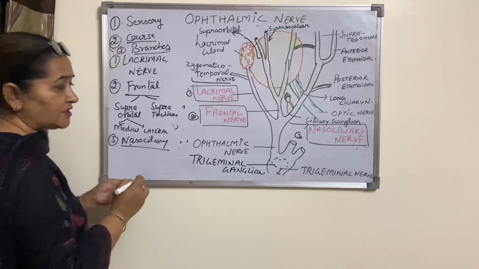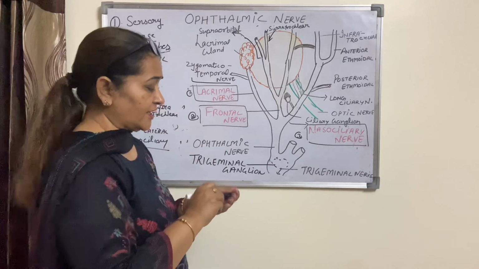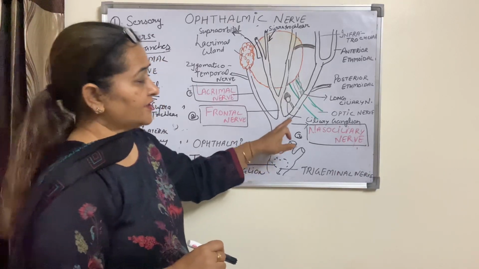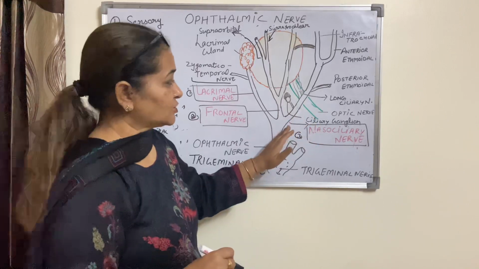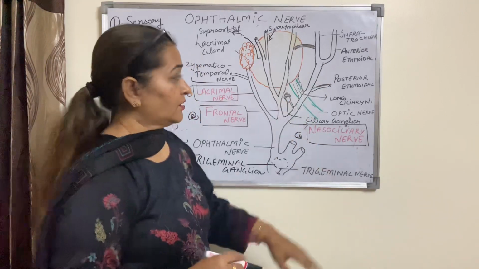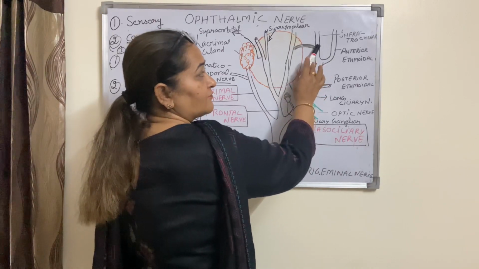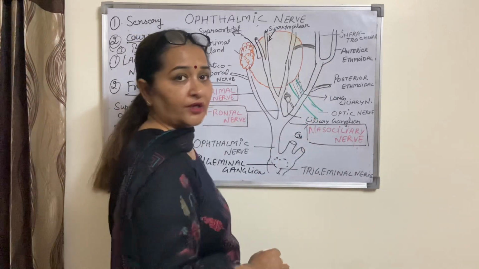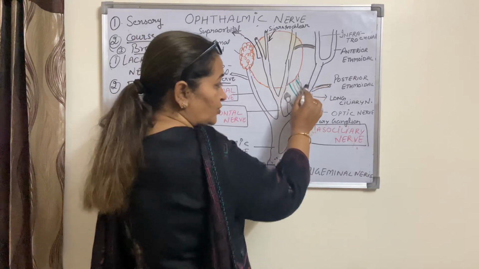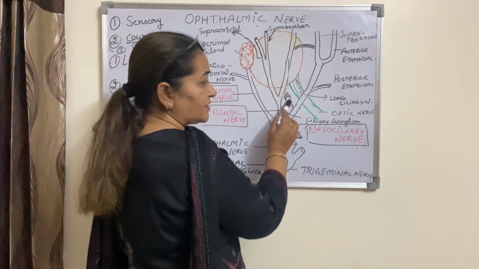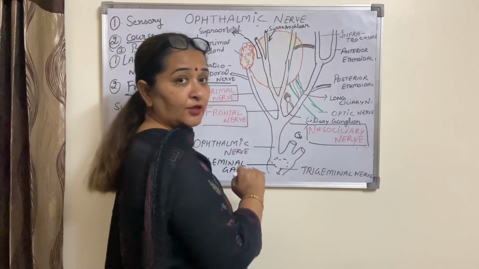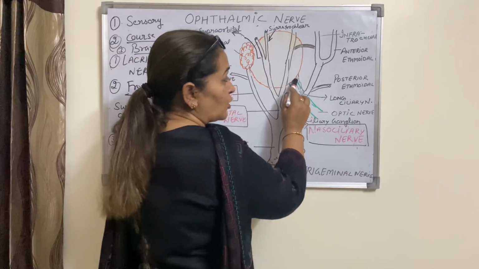Now this nasociliary nerve, you can see once it is arising from the ophthalmic nerve, it is just crossing the optic nerve and going medial to this. Now coming here and ending into two branches, that is infratrochlear and anterior ethmoidal nerve. So before that it gives some branches. One is it has a connection with the ciliary ganglion. Then it gives the long ciliary nerve.